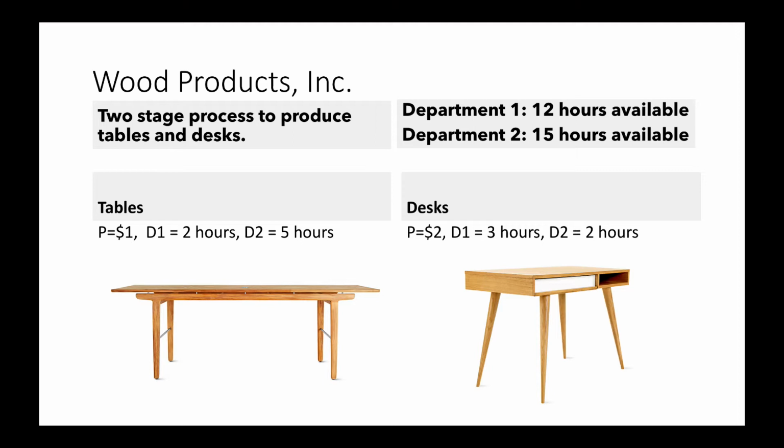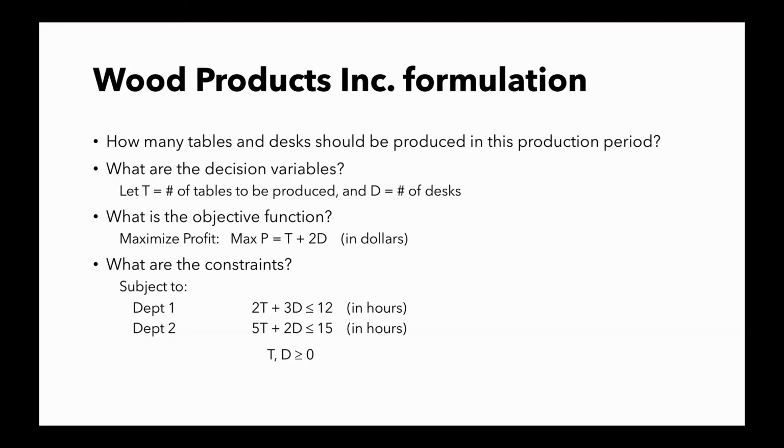First, we have to look at the decision variables, the objective function, and then the constraints. So let T be the number of tables to be produced and D the number of desks. What's the objective function? Max profit, max P equals T plus 2D. What are the constraints? This is subject to 2T plus 3D is less than or equal to 12 hours in Department 1. And Department 2 is 5T plus 2D is less than or equal to 15 hours. And T and D have to be greater than or equal to 0.